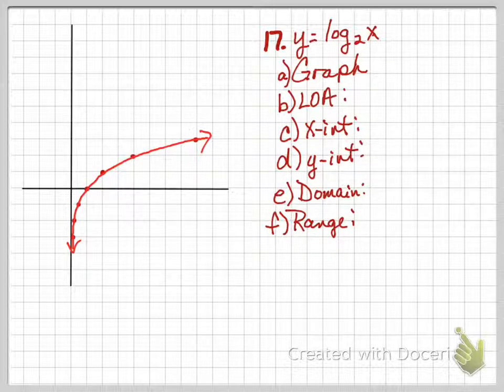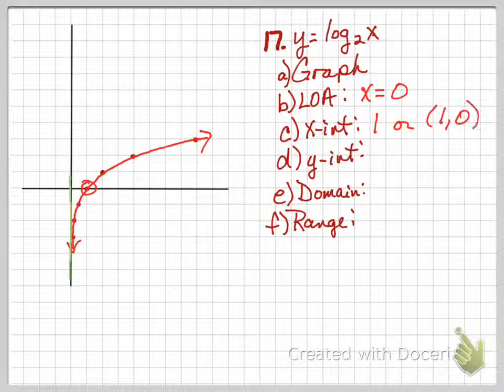Now, our line of asymptote. Our line of asymptote is right here, where we're approaching, but we never quite reach it, right? So, my line of asymptote is x equals 0. My x-intercept is right here. This is 1, or we can write it as (1, 0). Y-intercept, because we never reach 0, we have no y-intercept, so that's the empty set.